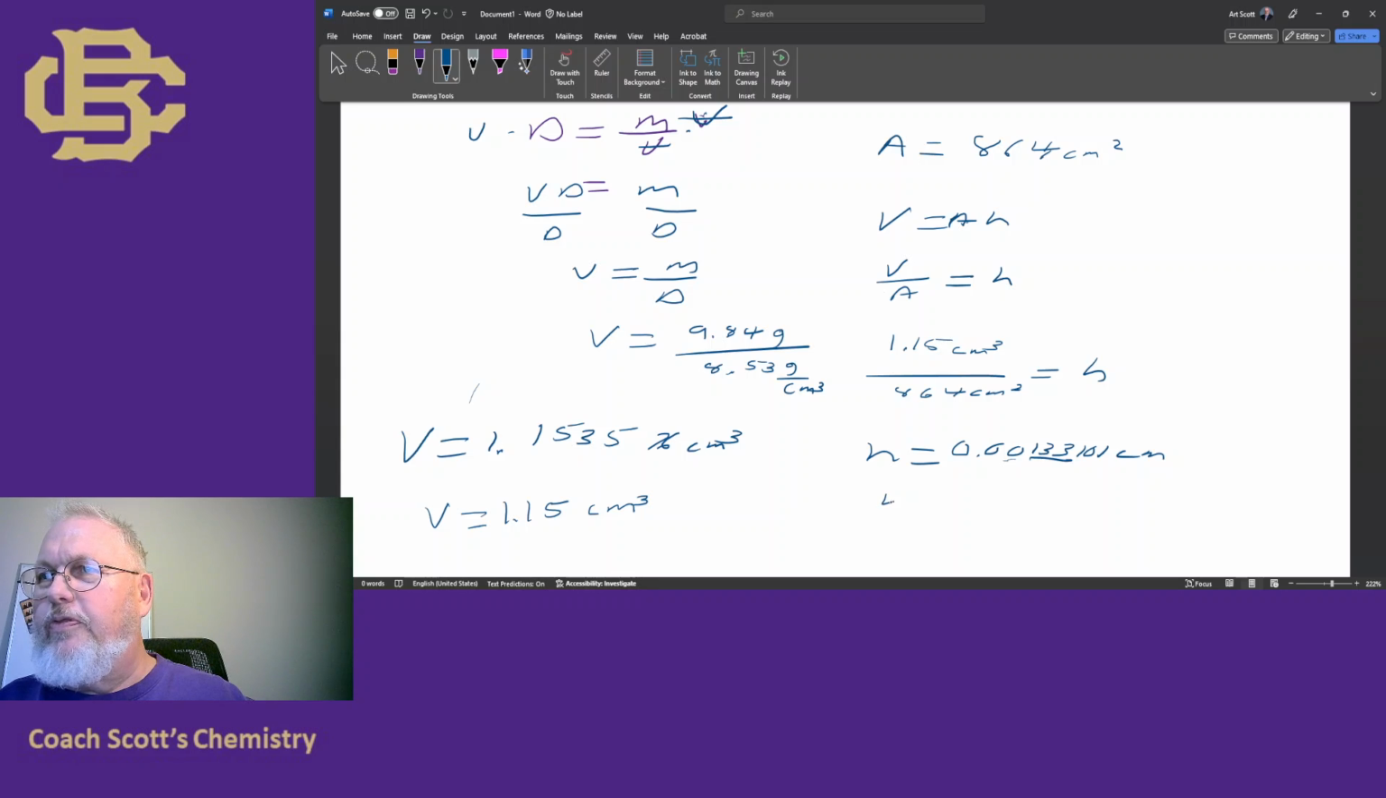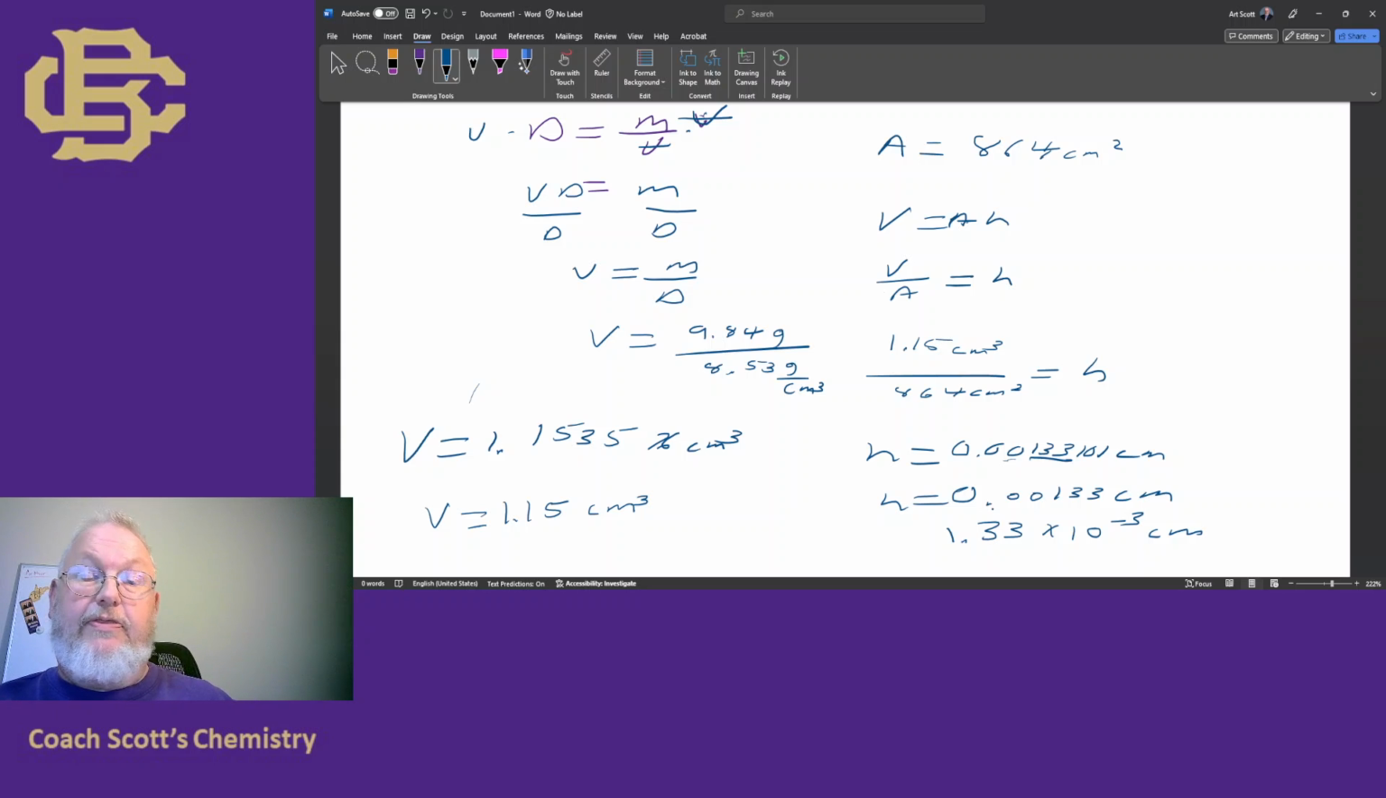So I'm going to report the height or the thickness of this metal is 0.00133 centimeters. Now, if you were to use 860 here, I'd be okay with 2. And if I saw it, you'd get the credit. So my height is 0.00133 centimeters, or I could report it like this: 1.33 times 10 to the minus 3 centimeters, and that shows my 3 significant figures right there, and that's fine.